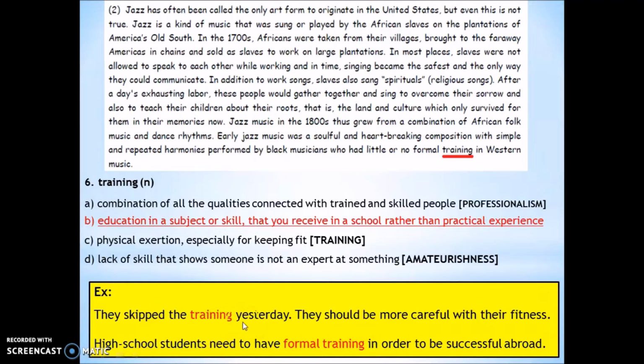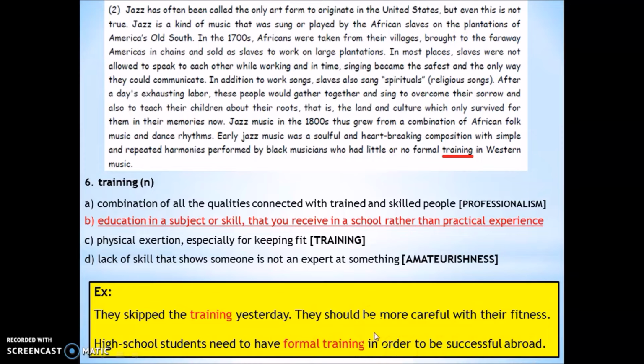Training might mean, for sports people, the training session that they do every day. So they skipped the training yesterday. They should be more careful with their fitness. So this is probably for sports people, because they have to keep fit. And high school students need to have formal training in order to be successful abroad.